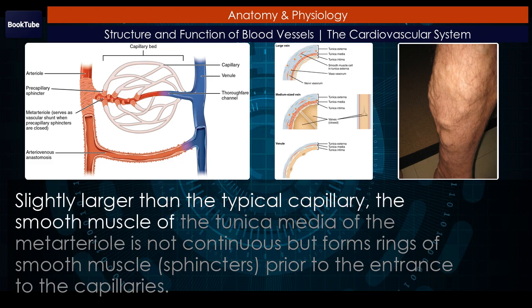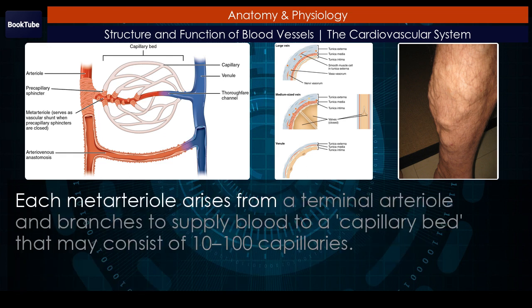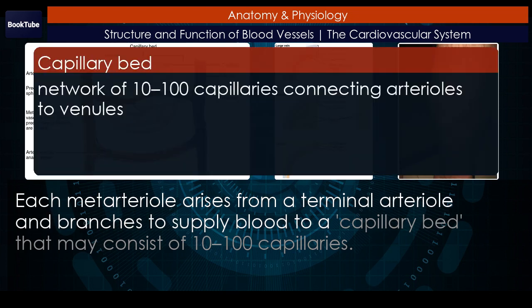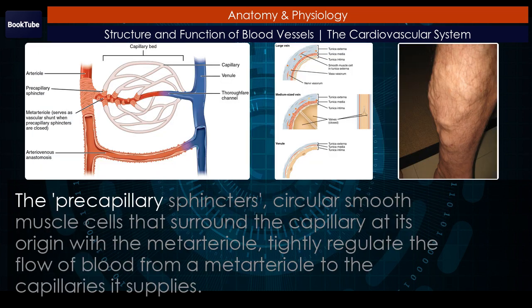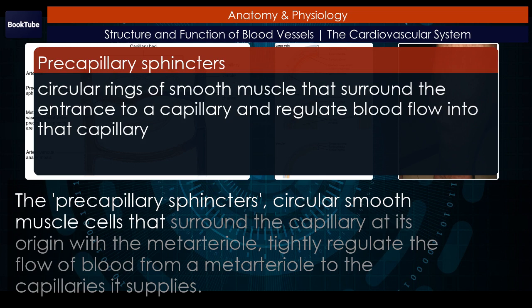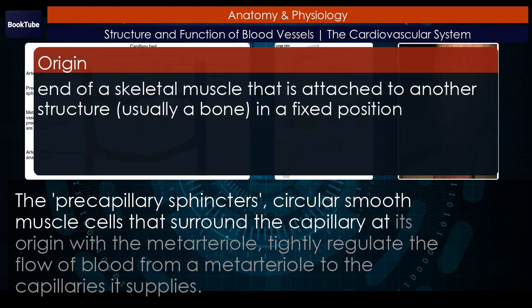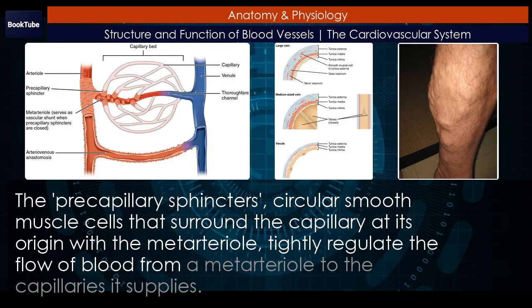The smooth muscle of the tunica media of the metarteriole is not continuous but forms rings of smooth muscle, sphincters, prior to the entrance to the capillaries. Each metarteriole arises from a terminal arteriole and branches to supply blood to a capillary bed that may consist of 10 to 100 capillaries. The precapillary sphincters, circular smooth muscle cells that surround the capillary at its origin with the metarteriole, tightly regulate the flow of blood from a metarteriole to the capillaries it supplies.